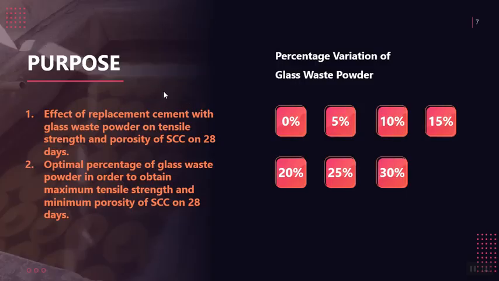And this is the purpose of the research. First, we need to know the effect of replacing cement with glass powder on the tensile strength and porosity of self-compacting concrete at 28 days. And the second is to get the optimal percentage of glass powder in order to obtain maximum tensile strength and minimum porosity of self-compacting concrete at 28 days. And this is the percentage variation of glass powder.